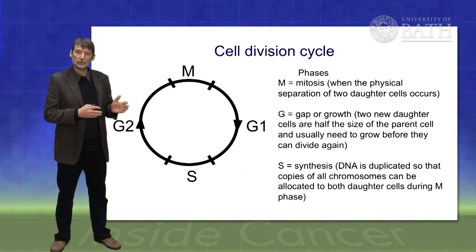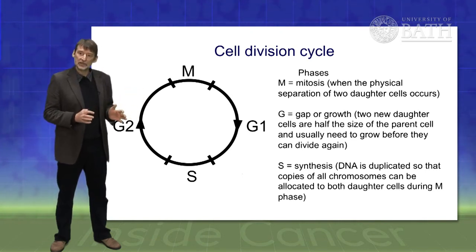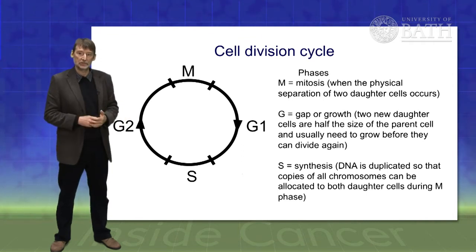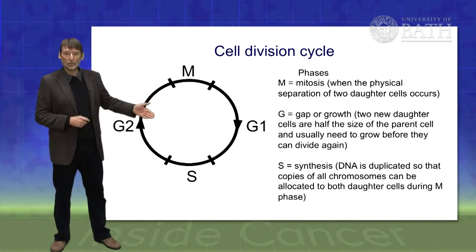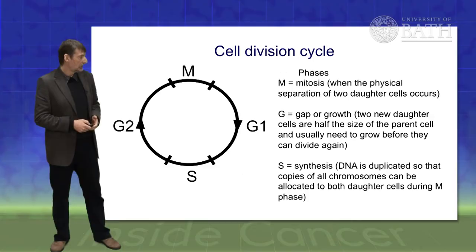Begins at the start, which is between G1 and S phase. That's where the decision's made to begin to divide. But all the way around the cell cycle, there are checkpoints where the cell can make sure that everything is okay to proceed around the next bit of the cell cycle. So we could take a quick look at that.